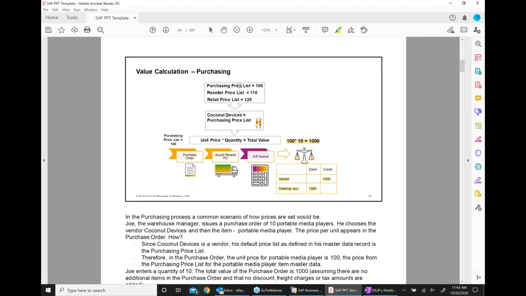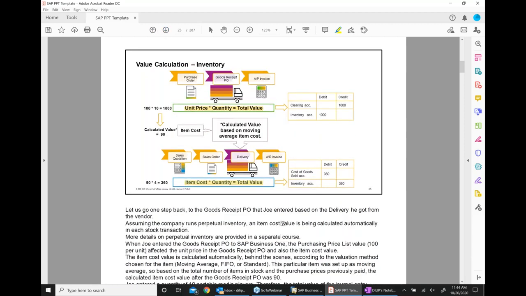Same thing on the purchasing side. Whatever your unit price, that's my total value. So unit price multiplied by quantity becomes the total value. If there is any discount, then we deduct the discount. Same calculation on the sales side, same on the purchase side. Same thing, how does the system calculate at the time of inventory? You take the unit price multiplied by the quantity, that becomes the total value. If I'm doing goods receipt, if I'm doing goods issue, it's unit price multiplied by quantity. We did that.